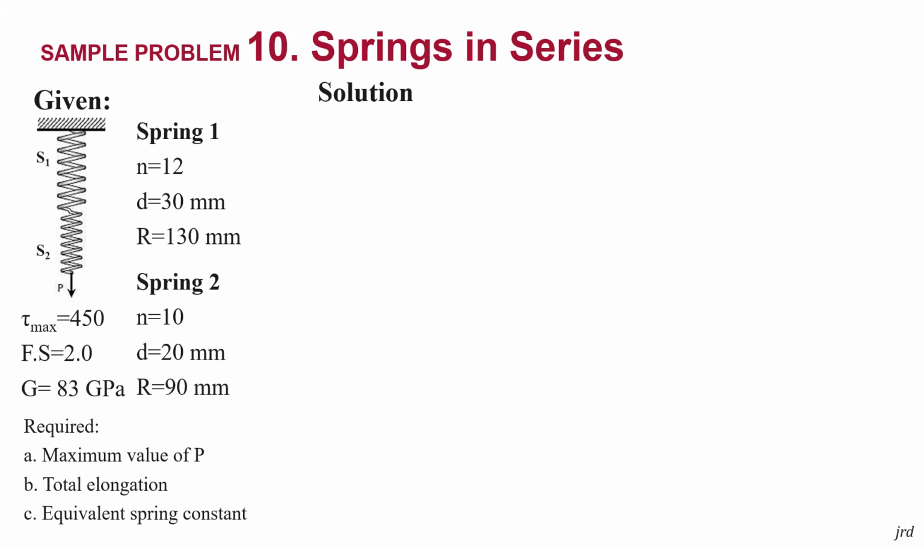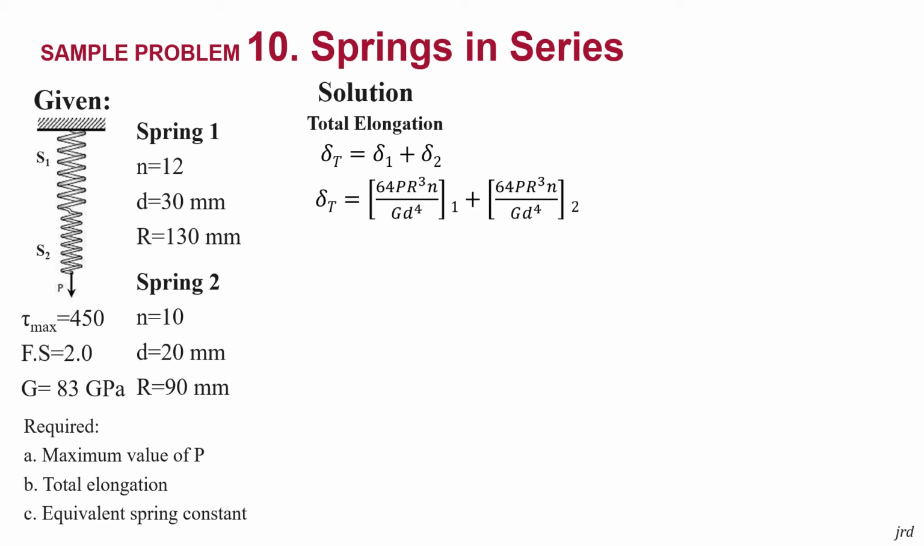For the second requirement, you're required to determine the total elongation. So the total elongation is simply equal to the sum of the individual elongations of the springs. The same force is experienced by each spring because they're connected in series. Therefore, our total elongation is simply equal to the elongation of the first spring plus the elongation of the second spring.